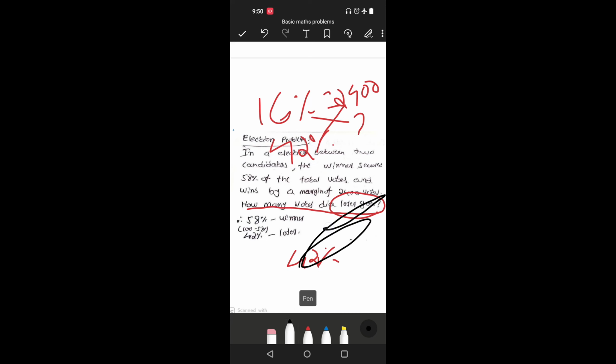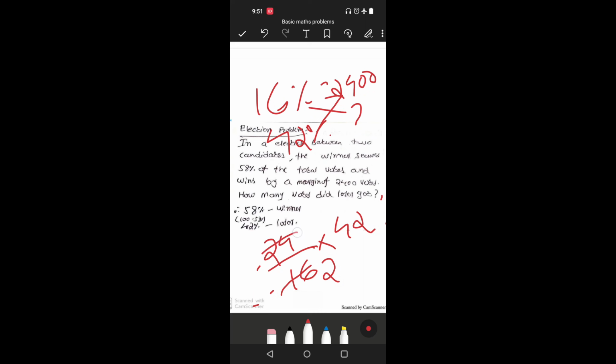So the calculation will be 2,400 by 16 into 42. You know, 8 2s are 16, so 2,400 by 16 is 150. 21 into 3 will be 63, so obviously 2 zeros are there. So 6,300 votes the loser has got.